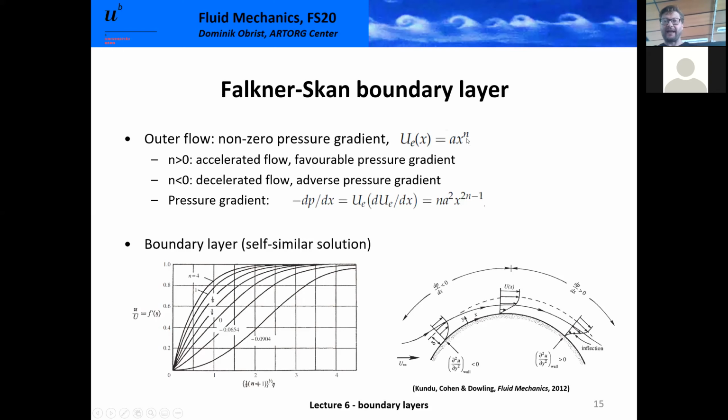So for the case of n, the exponent n being 0, UE is a constant. So for n=0, we have the situation where we have a Blasius boundary layer. So Blasius is contained within the theory of Falkner-Skan for the special case of n=0 for constant UE. If n is a positive number, x to something positive increases in x direction. So that means the flow is accelerated. So we have an accelerated flow.